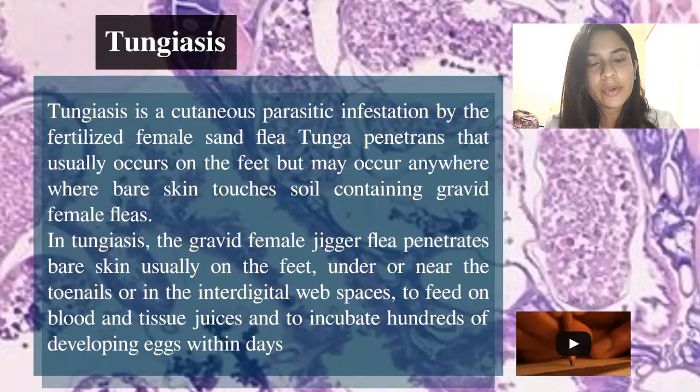Tungiasis is a cutaneous parasitic infestation by the fertilized female sand flea Tunga penetrans that usually occurs on the feet but may occur anywhere where bare skin touches soil containing gravid female fleas. In Tungiasis, the gravid female jigger flea penetrates bare skin, usually on the feet, under or near the toenails, or in the interdigital web spaces, to feed on blood and tissue juices and to incubate hundreds of developing eggs within days.